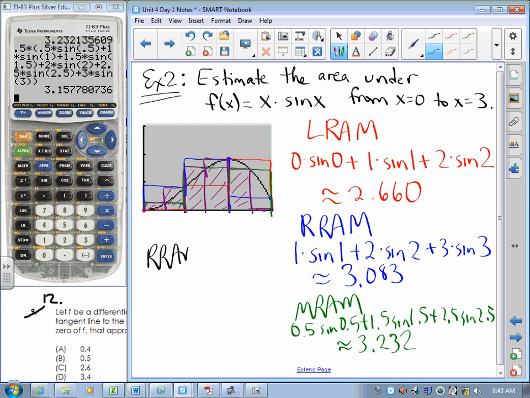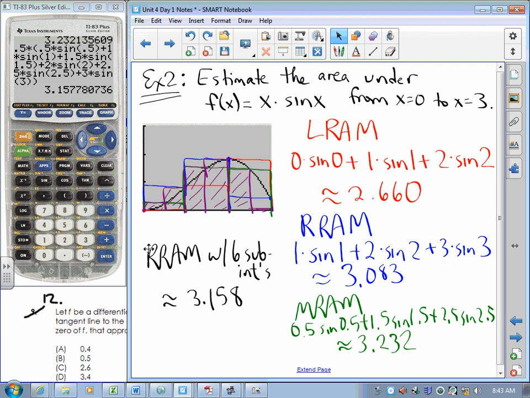I mean, it's a right rectangle approximation with 6 subintervals, and I get 3.158. That's better, but if I wanted to be better than that, I would need more rectangles. So maybe I go with 12 subintervals, or maybe I go with 24 subintervals, or maybe I just keep going with smaller and smaller subintervals until I have infinitely many, infinitely thin subintervals.